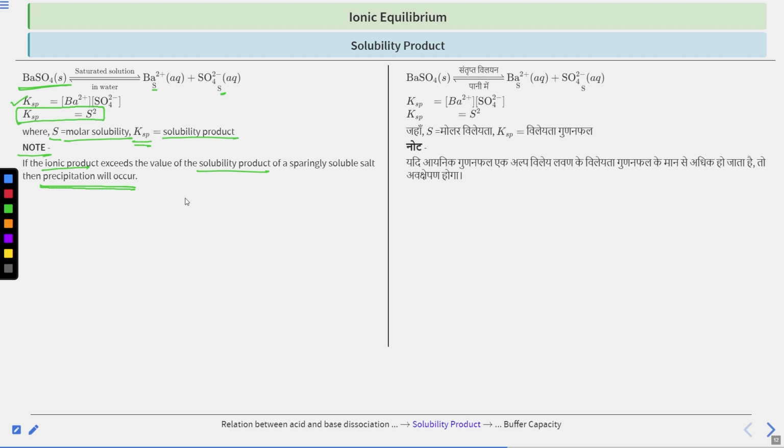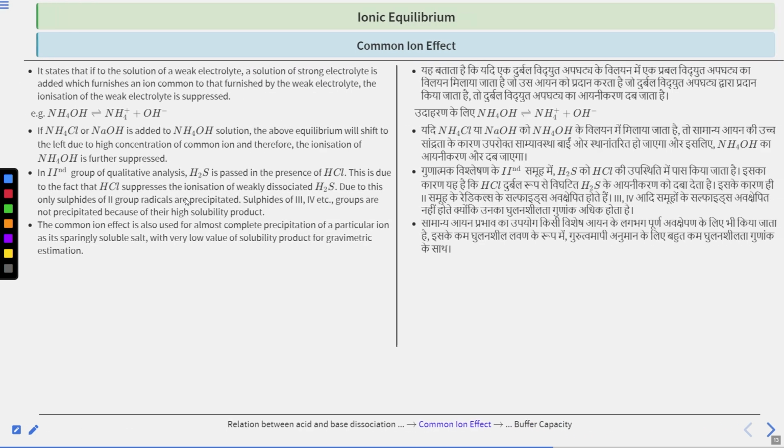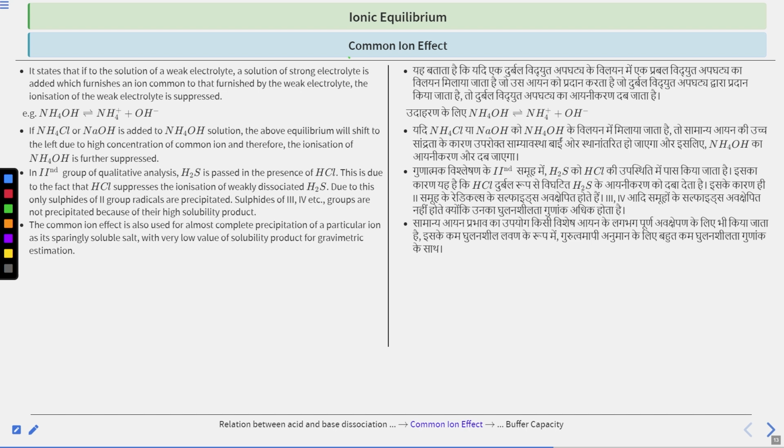Okay, now let's see about the common ion effect concept. It states that if a solution of a strong electrolyte is added to the solution of a weak electrolyte, which furnishes an ion common to that furnished by the weak electrolyte, the ionization of the weak electrolyte is suppressed.